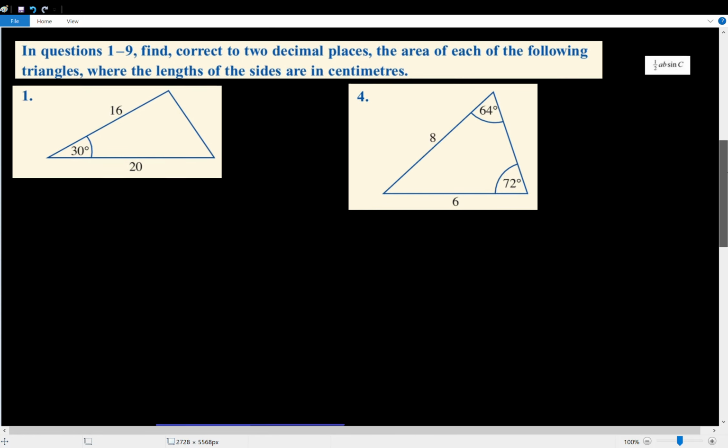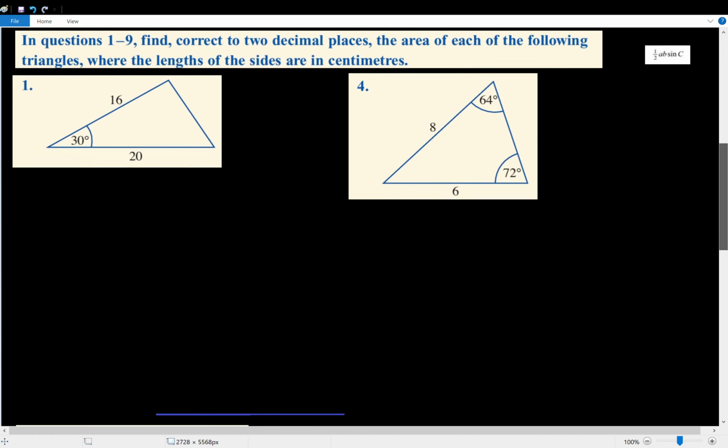So this is questions 1 and 4 from exercise 4.4 in Project Maths 3A. So in the questions, we've got to find, correct to 2 decimal places, the area of each of the following triangles where the lengths of the sides are in centimeters. So let's look to question 1.